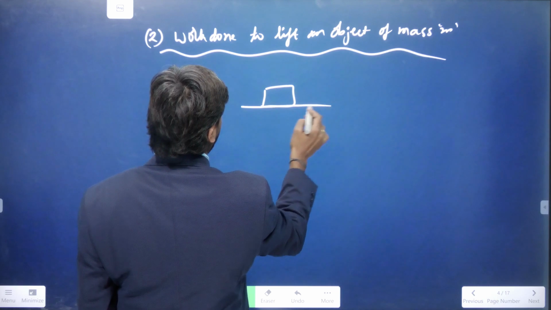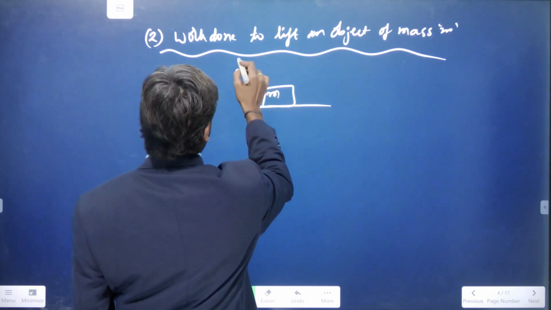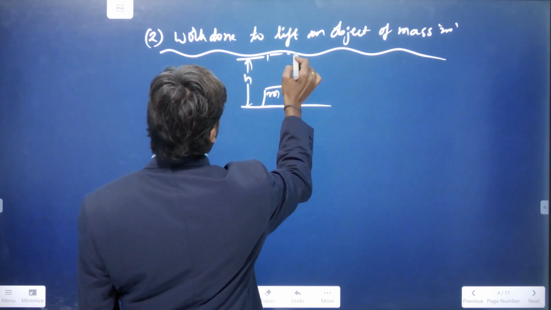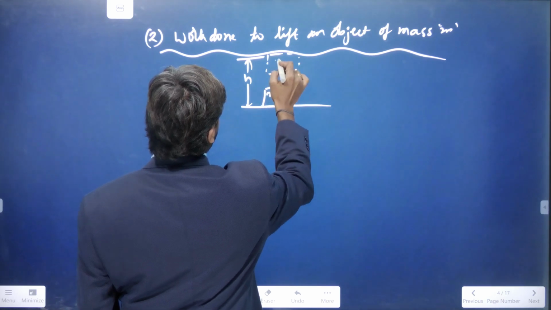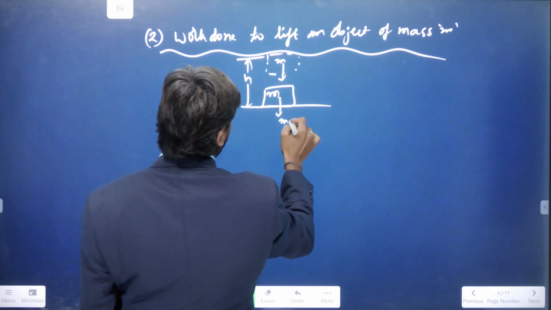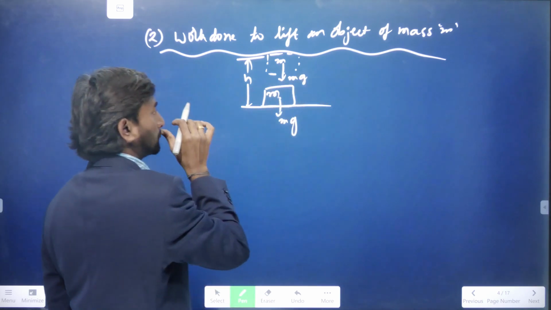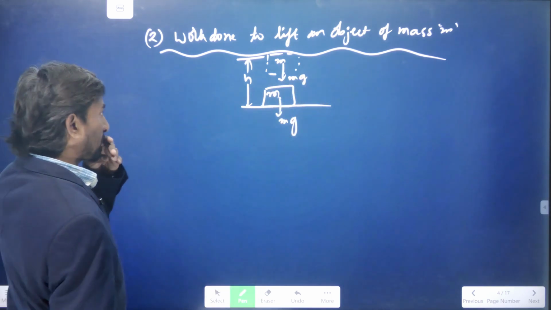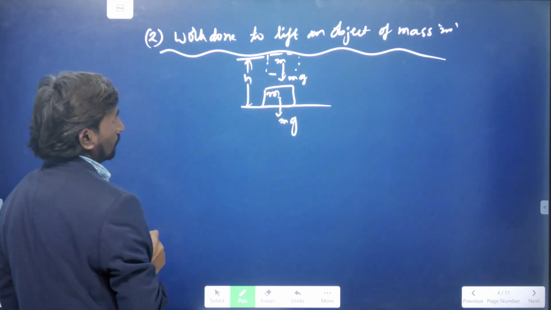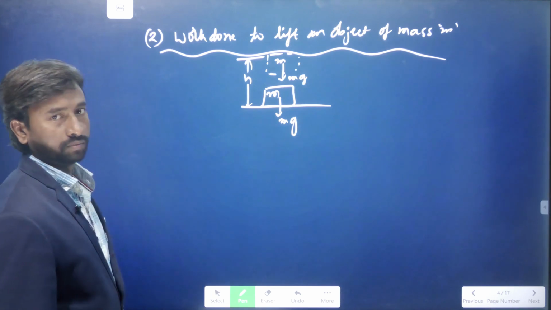Consider an object with a mass m. If it is lifted to a certain height h, the block is lifted like this. Here the weight will always act in the downward direction. The weight is nothing but mg. That is the force acting downward, and there is also the force to lift the object. While it is lifting, there are two work dones.